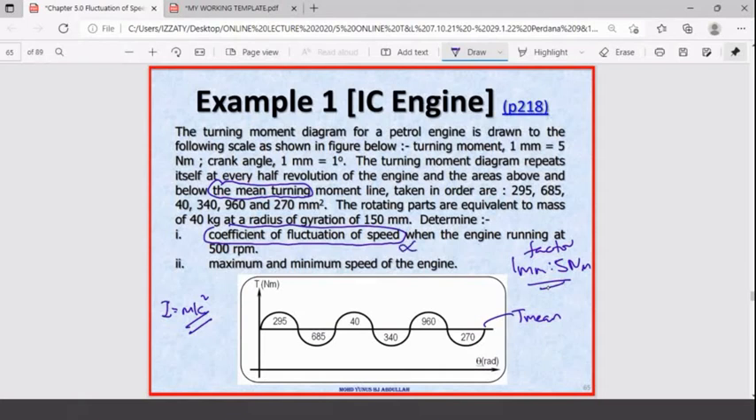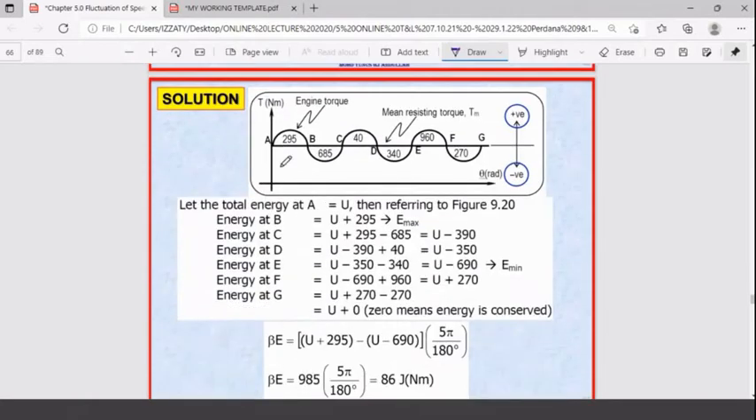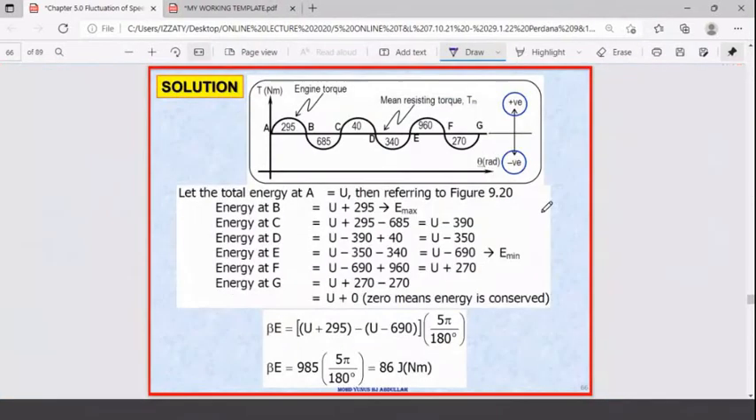The other part will be the maximum and minimum speed of the engine. So what will be the maximum and minimum speed of the engine? Basically, it's omega max and omega min. This is a very typical question if they provide you as such. Okay, so let's go to the solution. You have the solution with you. Either you can refer to your book or to your notes here.